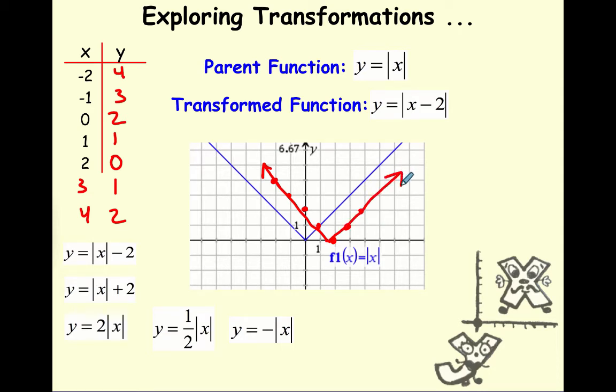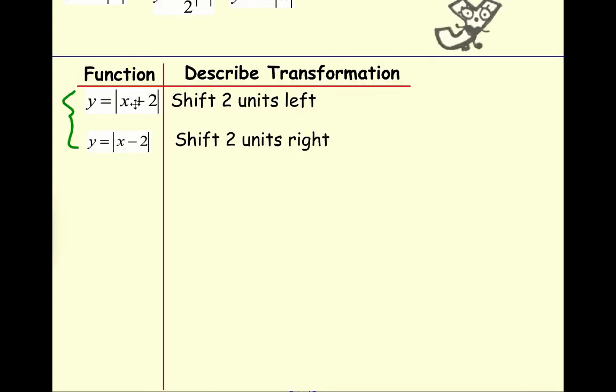So now this time, what was the transformation? It did shift again, but which way did it shift? It shifted to the right. If it was x plus 2 inside the absolute value, it shifted 2 units left. If it was absolute value of x minus 2, it shifts 2 units to the right. And what they both have in common is that they are both horizontal shifts. But that minus sign inside the absolute value shifted it to the right, and the plus sign inside the absolute value shifted it to the left.